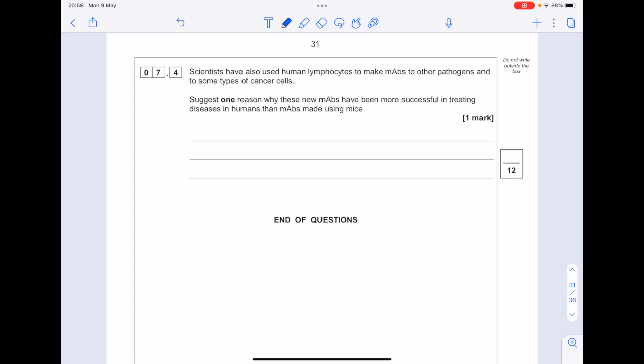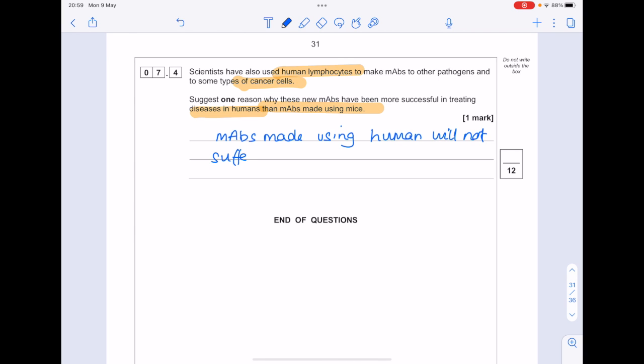Scientists have also used human lymphocytes to make monoclonal antibodies to other pathogens and some types of cancer cell. Suggest one reason why these new monoclonal antibodies have been more successful in treating diseases in humans than monoclonal antibodies made using mice. Okay, well, with mice, you're going to have rejection issues. So, monoclonal antibodies made using humans will not suffer the same rejection issues as one made from mice.